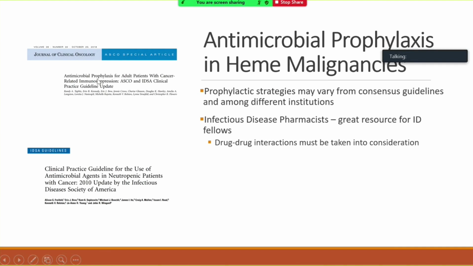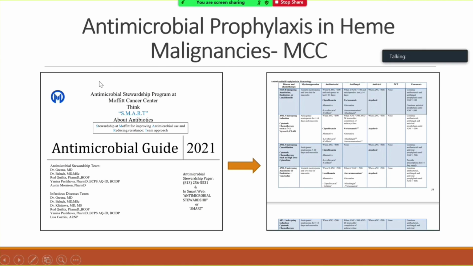Then the update was published in 2018, and they also have a newer paper on antimicrobial prophylaxis and febrile neutropenia treatment in low-risk patients that can be treated as an outpatient.